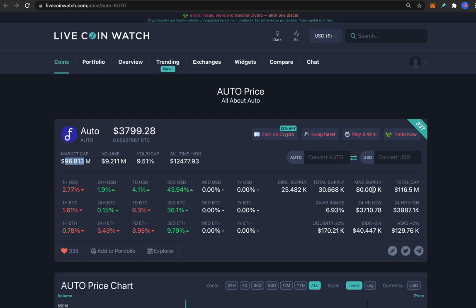And I also look at the total market cap. Unfortunately, the information on Litecoin Watch is actually wrong. So that's the first thing that I look at, the market cap and the total market cap as well, but the information here is wrong.